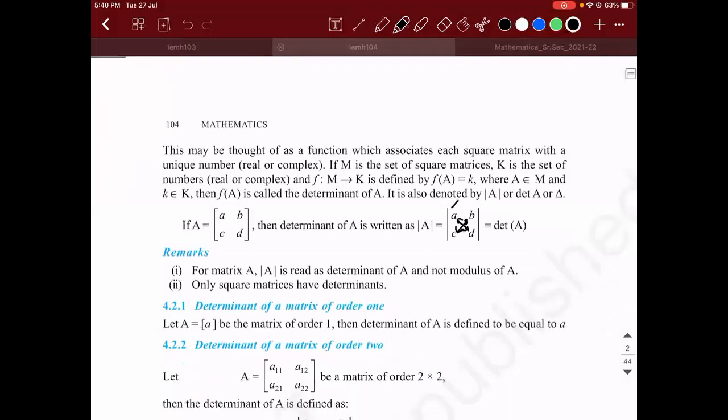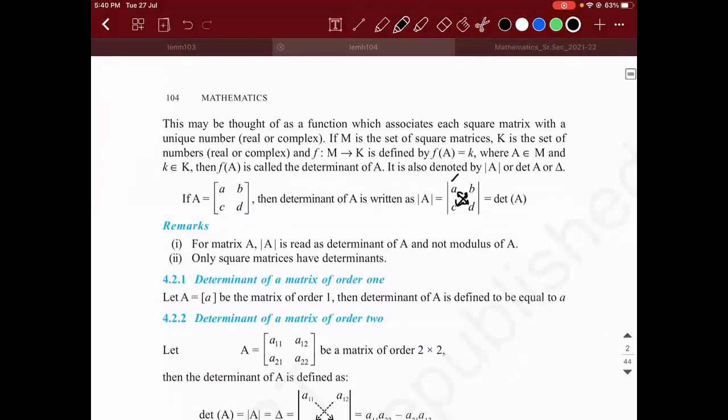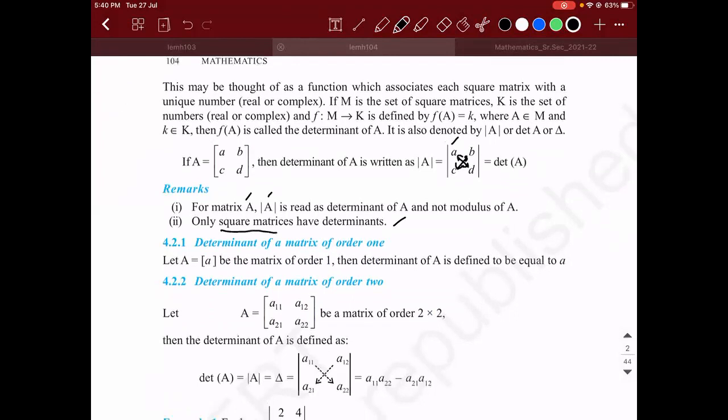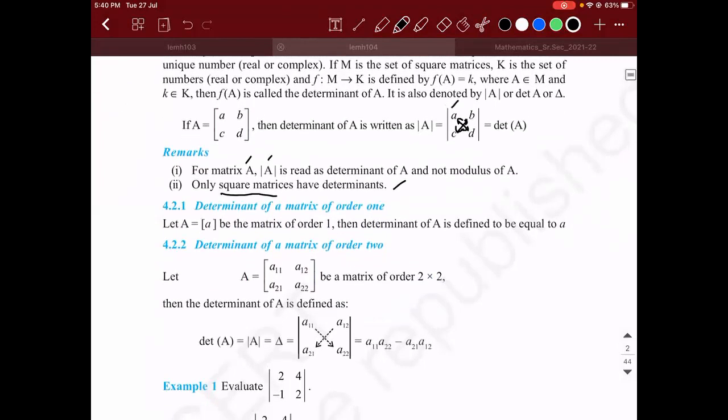Correct? Now I need to explain certain things. Listen to this carefully. So for a matrix A, if you put modulus like this, it is read as determinant of A and not as modulus of A. And secondly, only square matrices have determinants. Okay, this is an observation. There is no proof for it. So to solve a system of linear equations, what they did is they have designed certain numbers, and those numbers are called determinants.